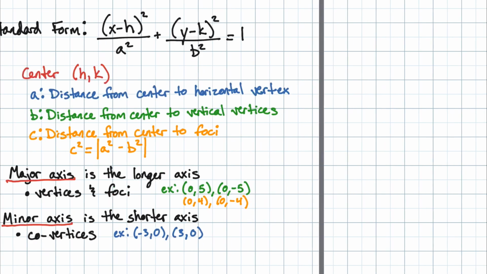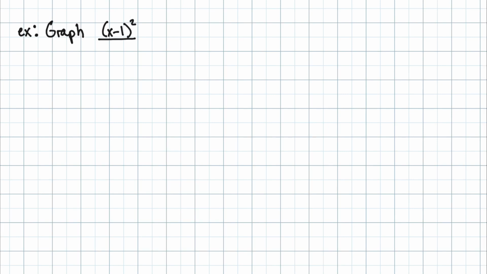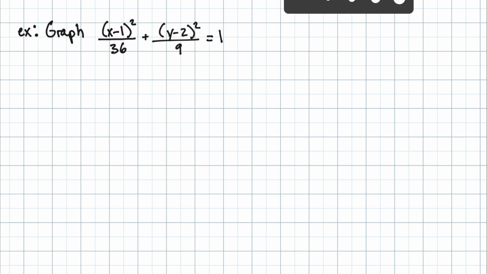So let's take a look at an example. We're just going to start by graphing some stuff. Okay, so let's start by graphing the quantity (x - 1) squared over 36 plus (y - 2) quantity squared over 9 equals 1. Okay, let's start by picking out our center. If you remember from the equation, it was opposite h and opposite k, which you should be used to. So my center is (1, 2).